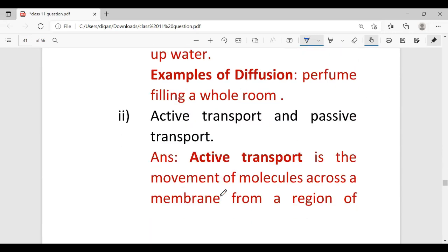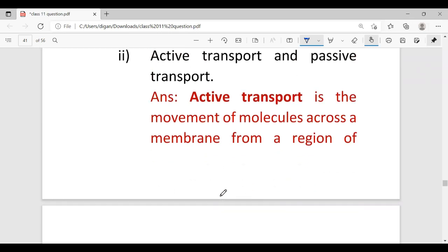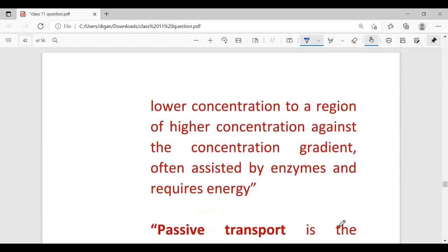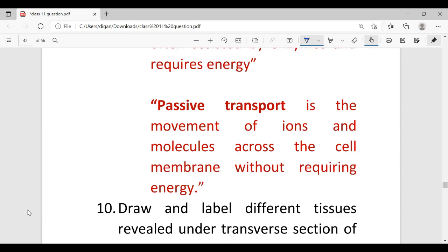Next difference: active transport and passive transport. So first come to the definition of active transport. Active transport is the movement of molecules across a membrane from a region of lower concentration to a region of higher concentration, against the concentration gradient, and often assisted by enzymes and requires energy. It means in this system enzymes are involved, and this process requires energy also. Next, passive transport is the movement of ions and molecules across the cell membrane without requiring energy.